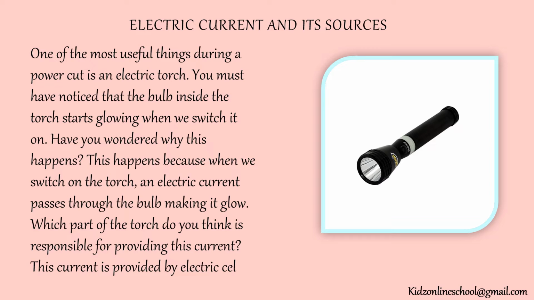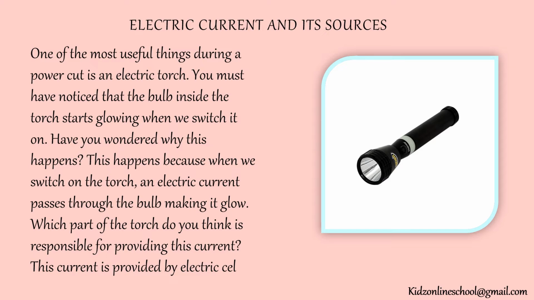One of the most useful things during a power cut is an electric torch. You must have noticed that the bulb inside the torch starts glowing when we switch it on. Have you wondered why this happens? This happens because when we switch on the torch, an electric current passes through the bulb, making it glow.